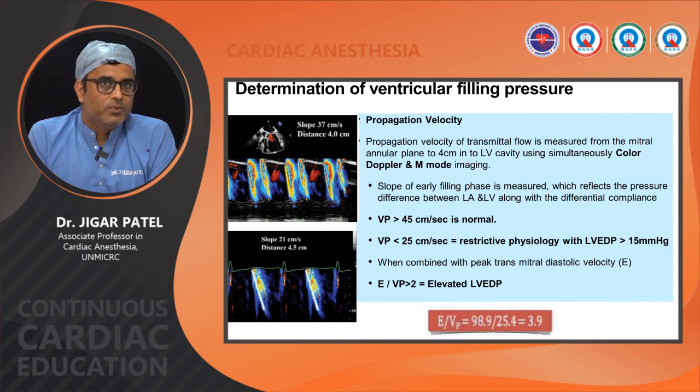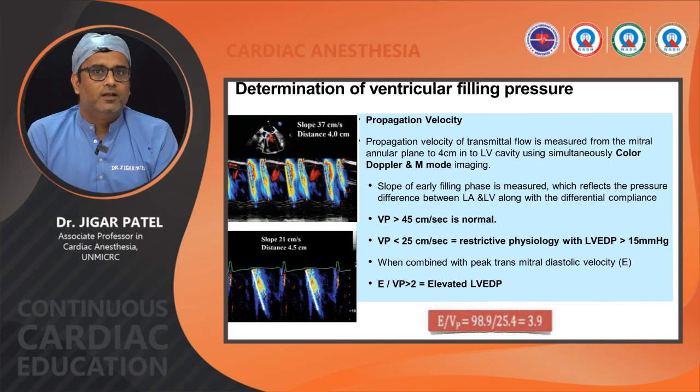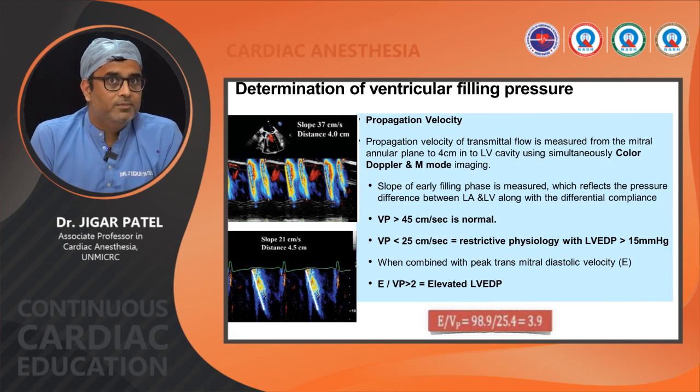So if this slope is more than 45 cm per second or vertical, then it is normal, and if the slope is reduced to less than 25 cm per second, then it is a restrictive physiology, and it correlates with LVEDP of more than 15 mm of Hg. So when you take the ratio of peak E velocity divided by propagation velocity, and if the ratio is greater than 2, then it indicates elevated LVEDP.